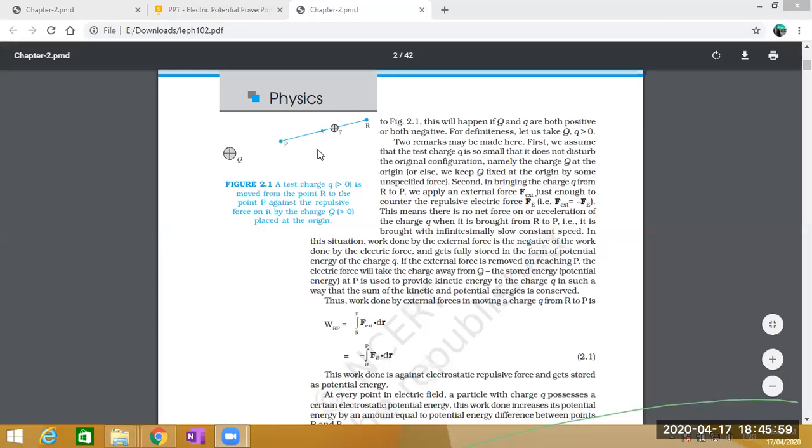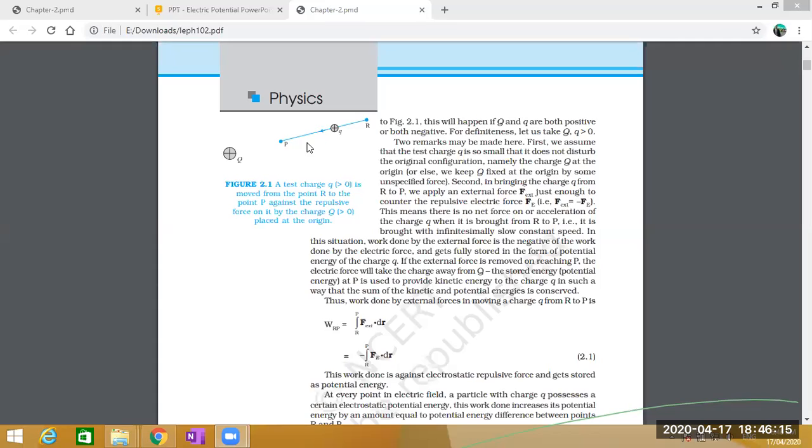Work has to be done by an external agent. So this source charge is kept fixed and another test charge has to be brought from anywhere to this point. Then in order to bring that test charge to point P, we have to do work. And that much work done will be stored in this test charge at point P.